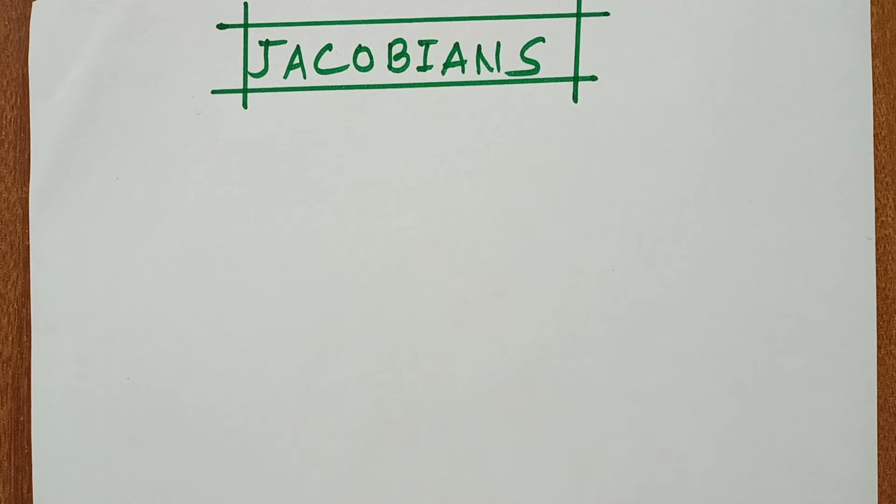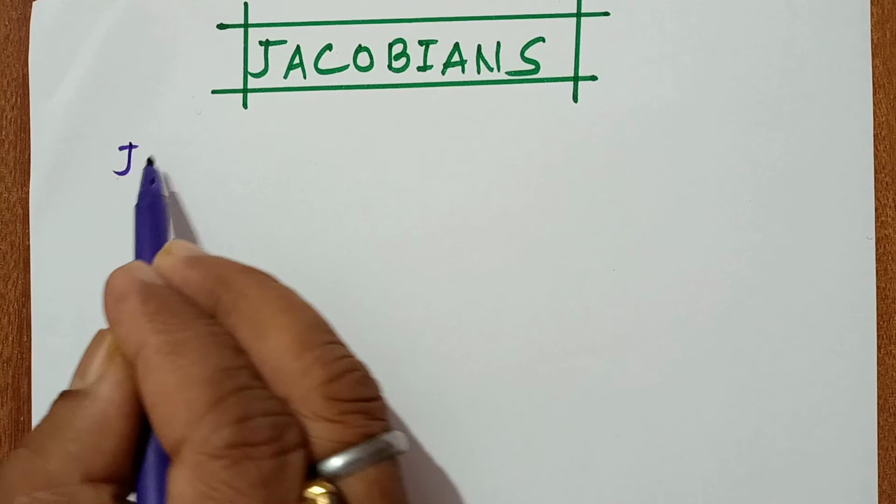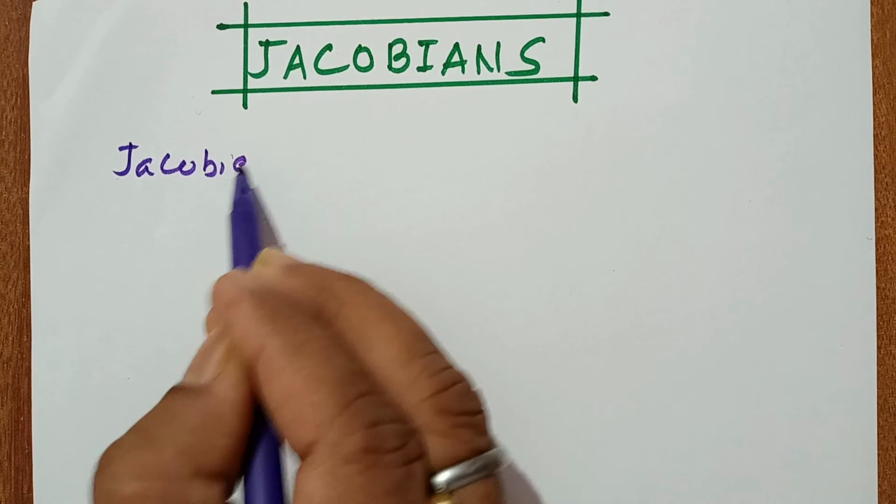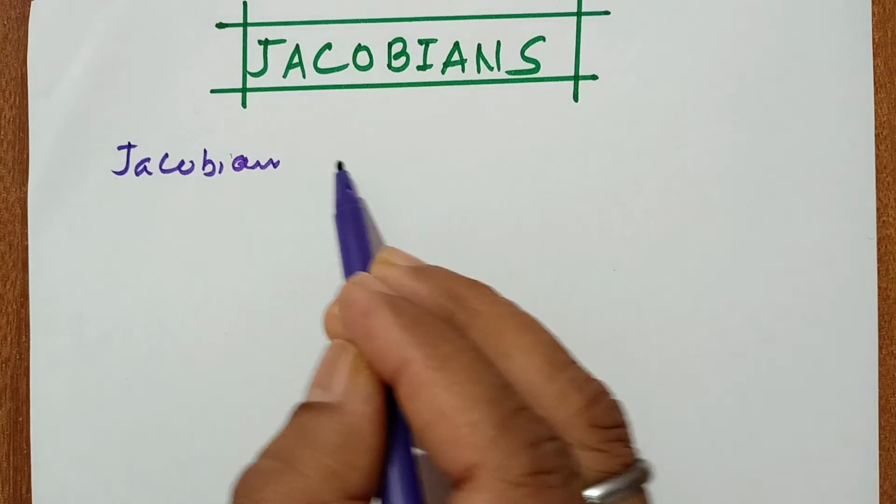Jacobians. A great German mathematician, Jacob Jacobi, explained the Jacobian of functions of two independent variables, and also Jacobians of functions of three independent variables, and in general Jacobians of functions of n independent variables. So first we will explain the Jacobian of functions of two independent variables.